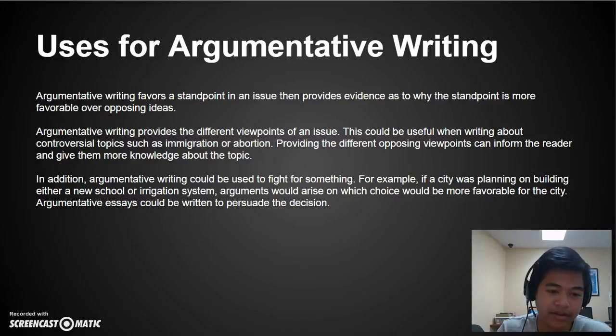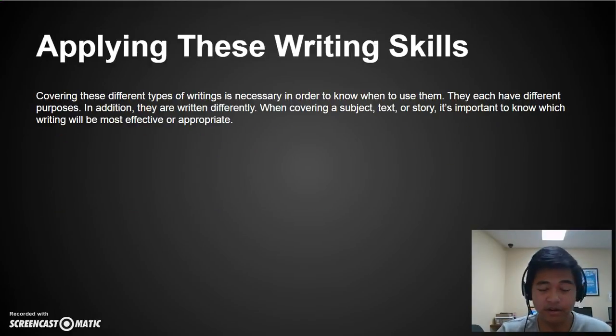And another use for argumentative writing, maybe the city is planning to build a new school or irrigation system, for example, and you want to form an opinion on which one would be more favorable for the city, which one would be more beneficial, and you want to provide your facts, you want to provide your evidence, and this could help persuade the decision based on your writing.